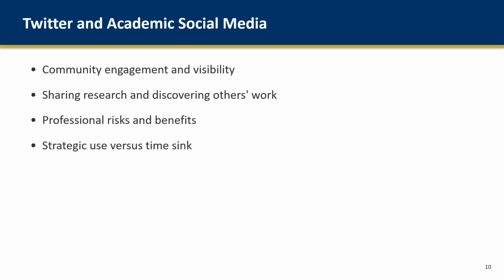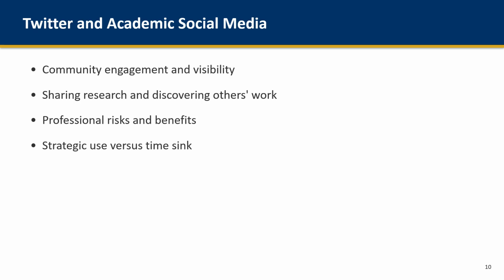Professional risks accompany social media benefits. Public statements are permanently archived and easily taken out of context. Academic Twitter has seen careers damaged by poorly considered posts. The line between personal and professional blurs on platforms where your username appears on everything you post. Strategic use maximizes benefits while managing risks.